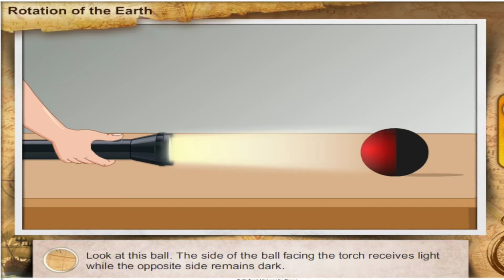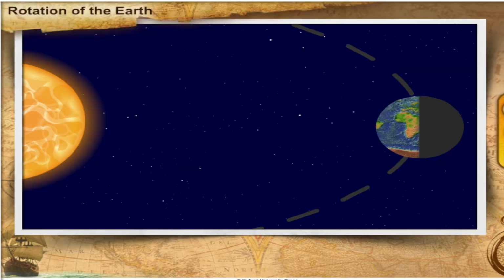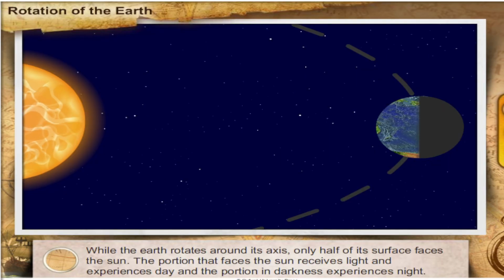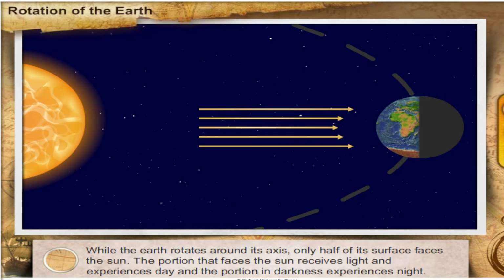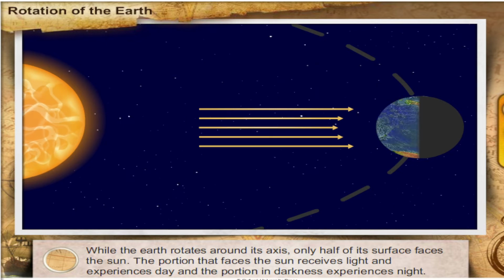Look at this ball. The side of the ball facing the torch receives light, while the opposite side remains dark. While the Earth rotates around its axis, only half of its surface faces the Sun. The portion that faces the Sun receives light and experiences day, and the portion in darkness experiences night.